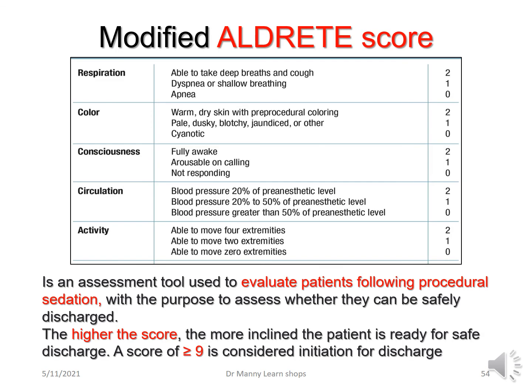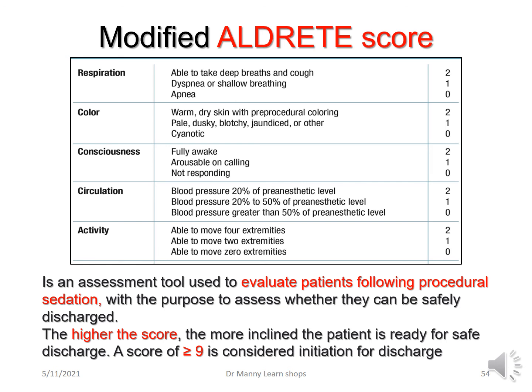This is the modified Aldrete score. The Aldrete score, named after an Italian physician, is an assessment tool used to evaluate patients following procedural sedation, with the purpose of assessing whether they can safely be discharged home or wherever they're going to be discharged to.